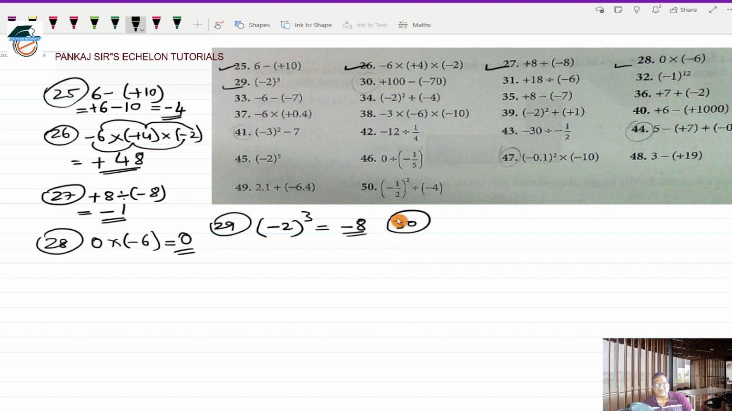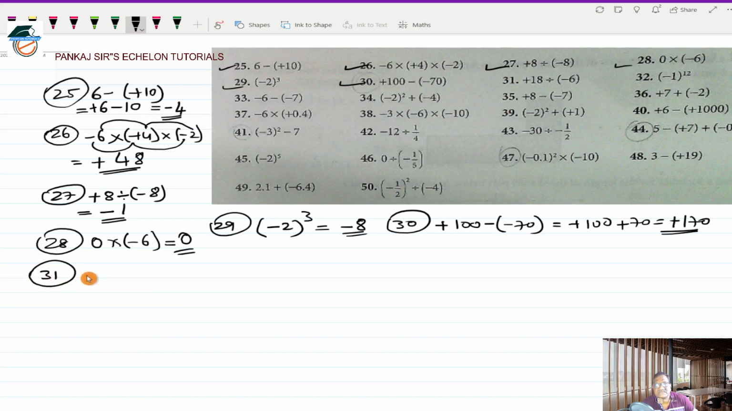30th one. It's plus 100 minus (minus 70). This will work out to plus 100, and minus into minus is plus, so plus 70. Now both have the same sign, plus. So I'll put the plus sign over here, and add 100 and 70 to make it 170. So my final answer is plus 170. Is that clear? That's the answer for the 30th one, which happens to be correct. Now let us come to the 31st.